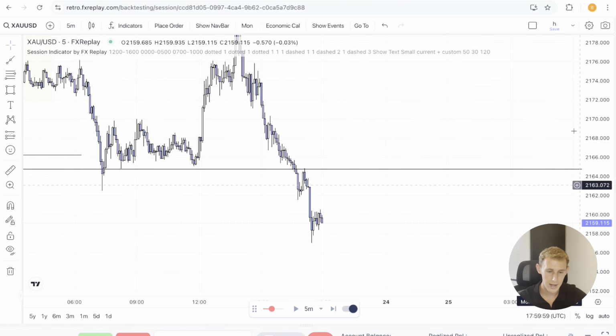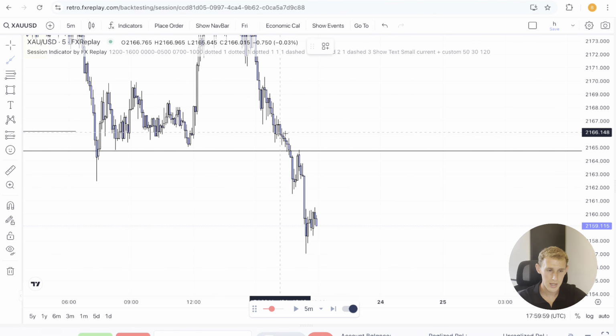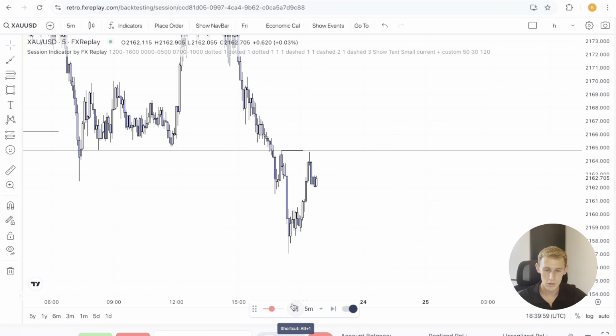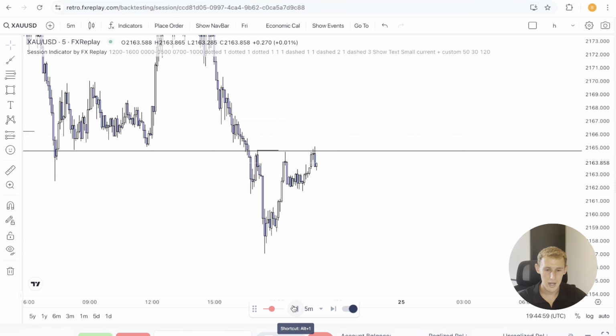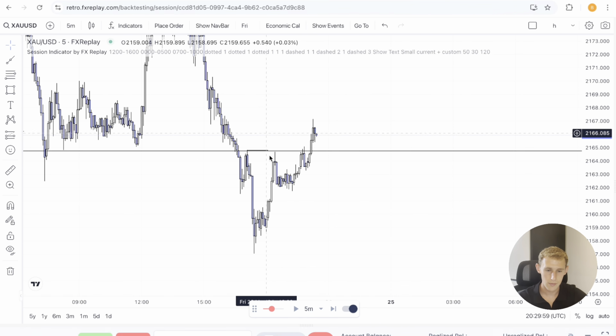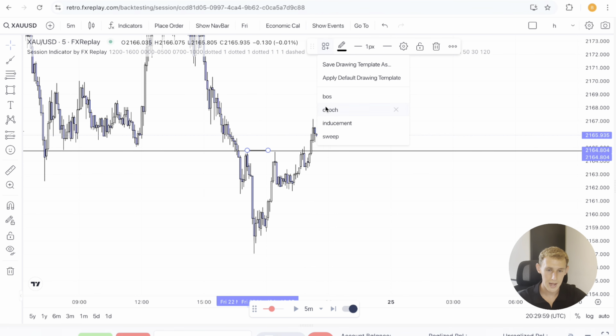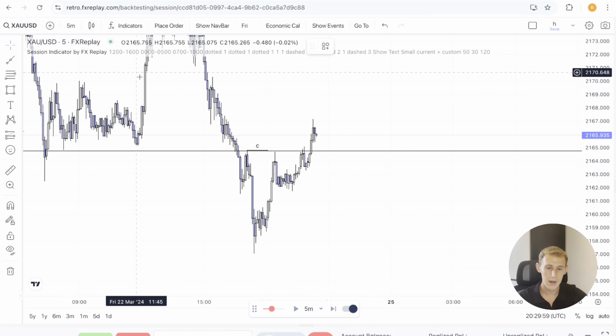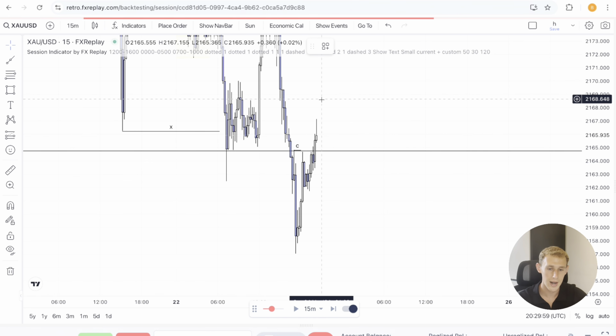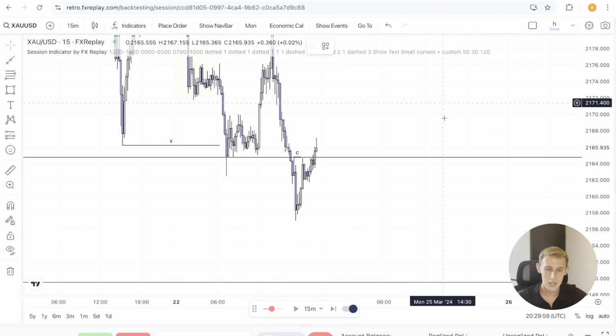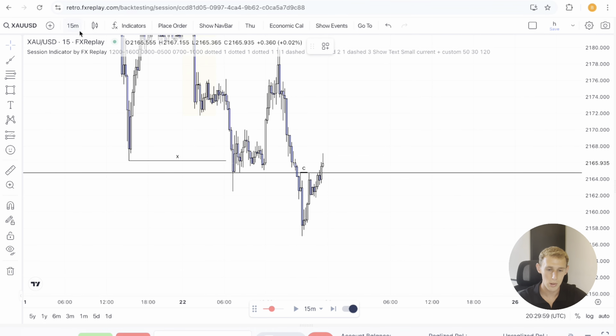So we can now look at new structure. In this case, I would want to see price break this lower high, that's the most recent lower high, and close above it. Right, there we go. So we got exactly that. That's what I was waiting for. So we've now had a close above the most recent lower high. That's our change of character, and the first indication that price wants to shift back bullish, right?